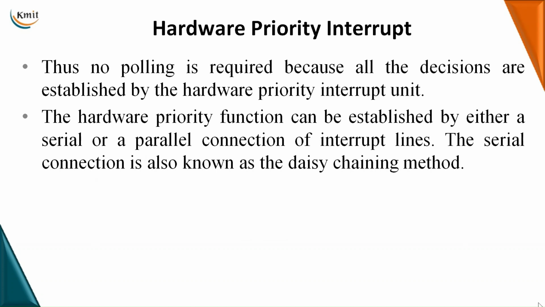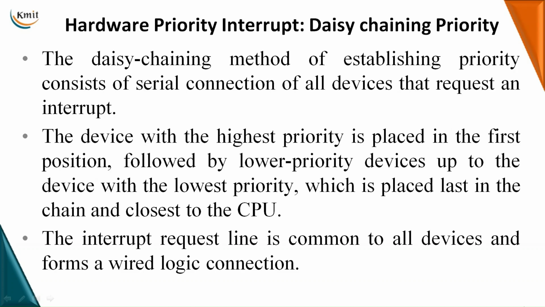The hardware priority function can be established either in a serial manner or a parallel connection. The serial connection we call the daisy chaining method, and the parallel connection is called the parallel priority encoder. So in hardware we have two approaches. If it is working in a serial manner, we call it the daisy chaining method, and in the case of a parallel connection, we call it the parallel priority encoder. Let us see the first approach, in a serial manner, which is called the daisy chaining priority.